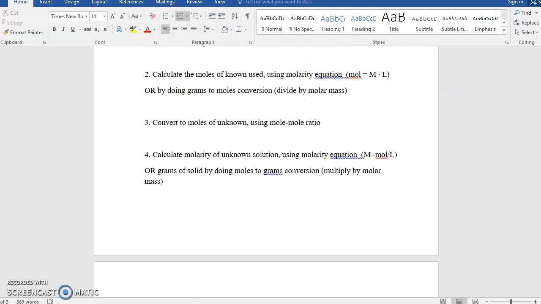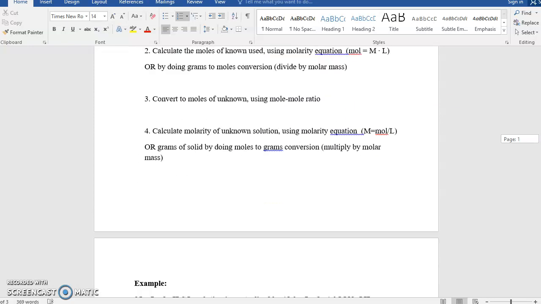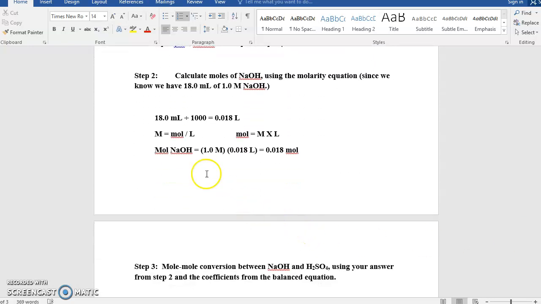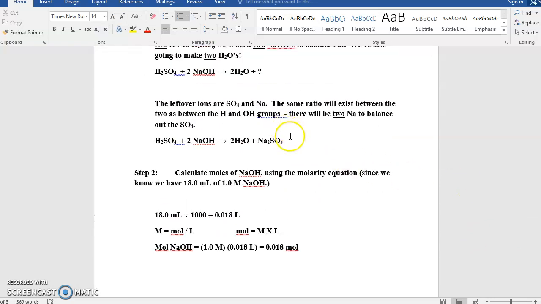So the balanced equation is here. And I explain all the steps to balancing it, but we don't really need that. Basically, it's H2SO4 plus 2 NaOH makes 2 H2O plus Na2SO4. So there's a 2-to-1 ratio between the NaOH and H2SO4.